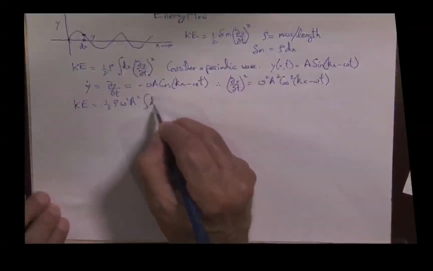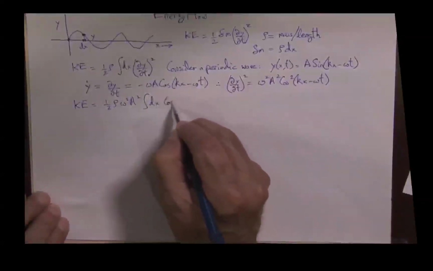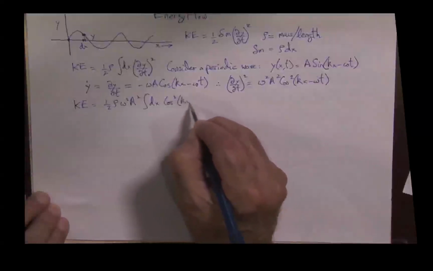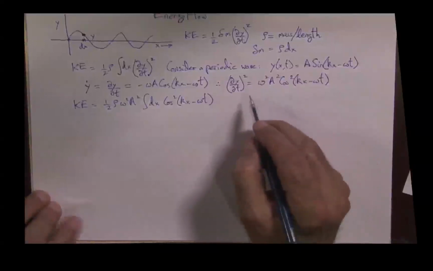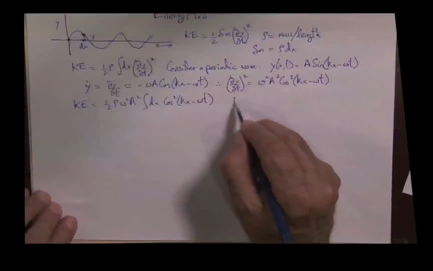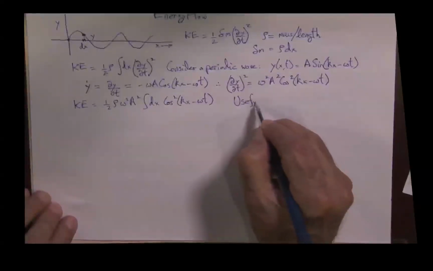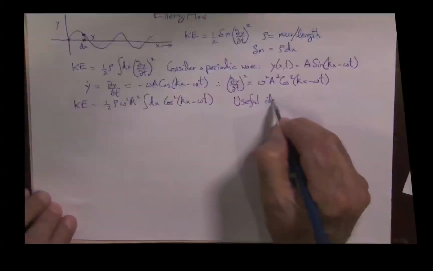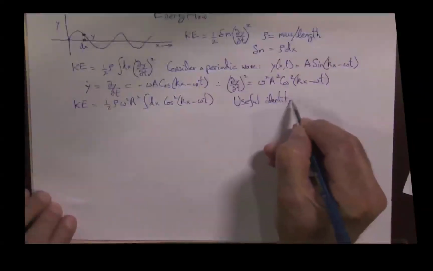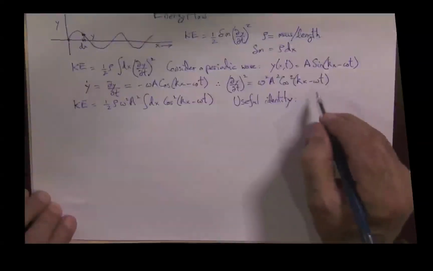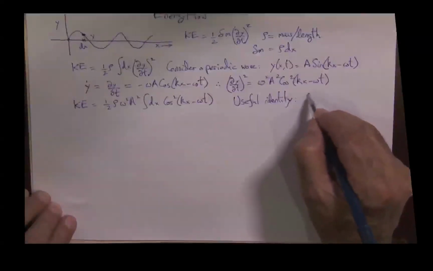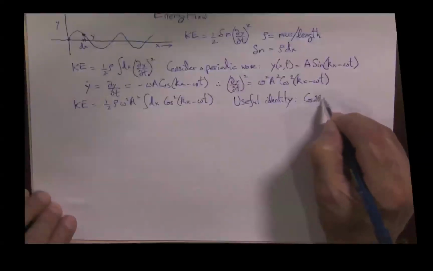So now I have a formula for the kinetic energy of the string, and now let's decide upon where to put the integration limits. Suppose I decide to take the distance from here to here, in other words, the wavelength, 0 to lambda. So I'm integrating from here to here.